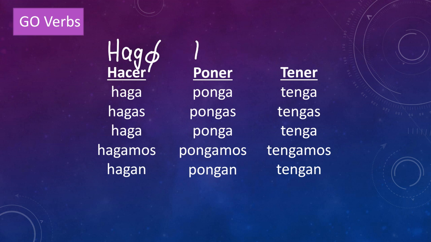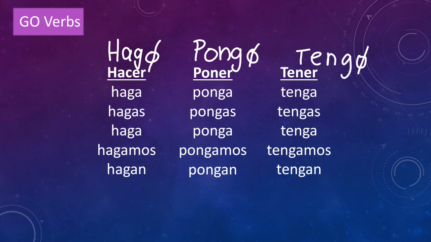Poner, if we go to the yo form of the present tense, it's pongo, right? Not pono. So pongo, we drop the O, we add the opposite endings, ponga, pongas, ponga, pongamos, pongan. You did this with your commands, right? Your usted and ustedes commands and your tú commands. So this is not completely new to you, which is a good thing. Tener becomes tengo, drop the O, add the opposite endings, tenga, tengas, tenga, tengamos, tengan. Now these are the first 3 go verbs, but let me show you on the next slide the other go verbs that you also need to keep in mind.